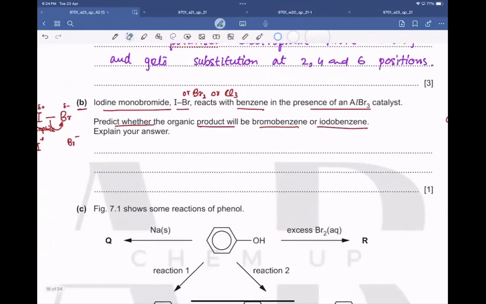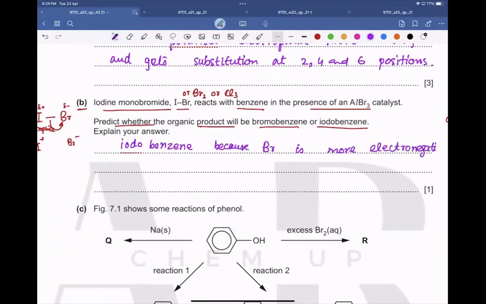Okay. So here, first we have to predict. We have predicted that it's iodobenzene, that iodine is going to substitute on benzene instead of bromine. And the reason is the same, that bromine is more electronegative. Is this clear to all of you? Yes.